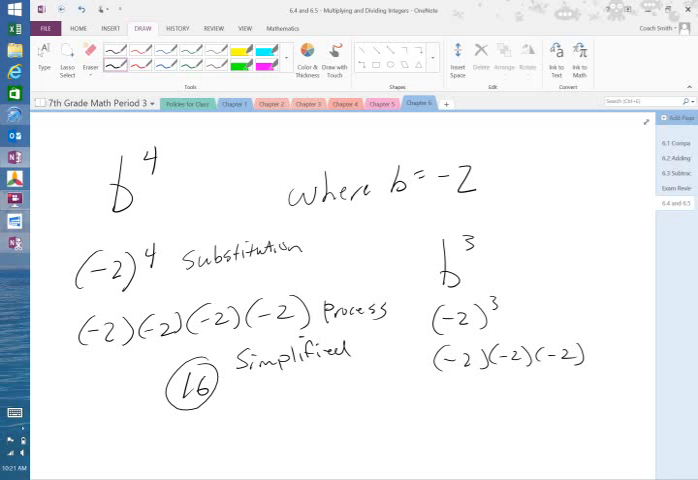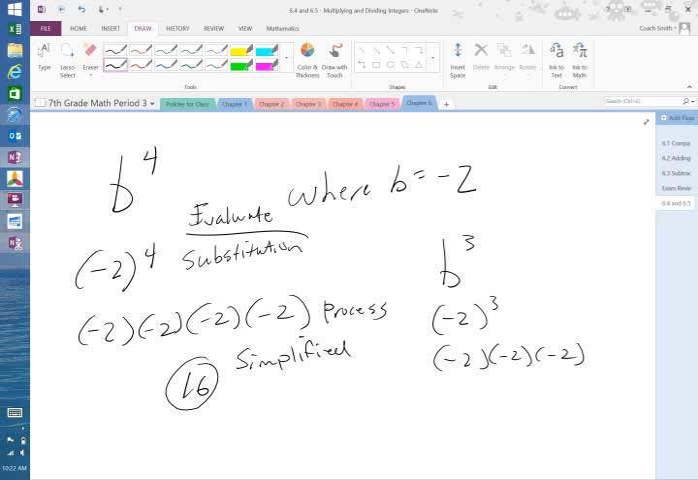So when they tell you to evaluate for the given values of the variables, evaluate, once again, is substitution, then doing your process after substitution, and then simplifying, taking it to its lowest terms. You cannot write this or this as your answer. That is not correct. The only correct answer to this would be the 16.